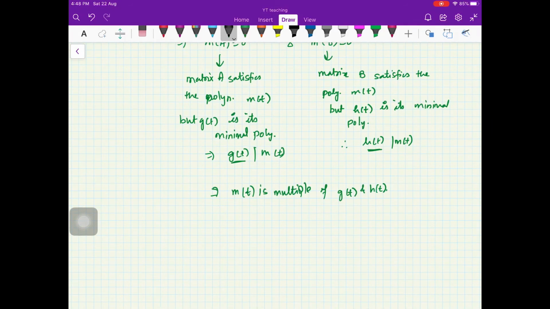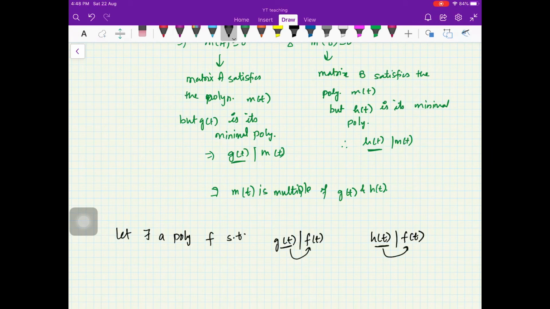To do so, let there be a polynomial f such that GT divides f and HT divides f. So you are looking for a polynomial which is divisible by both GT and HT, which are the minimal polynomials of A and B respectively. So you have GT divides FT and HT divides FT.